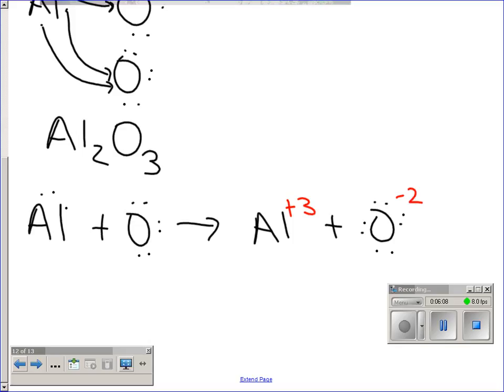Now, you could balance this if you wanted to, but I'm not going to require you to balance it. I just need you to be able to write the chemical reactions. How do I know when to do a dot structure like we did with molecular or this? Well, this is if I have a metal. Metal, you do the reaction. Non-metal, you don't do the reaction. You just do the dot structure.